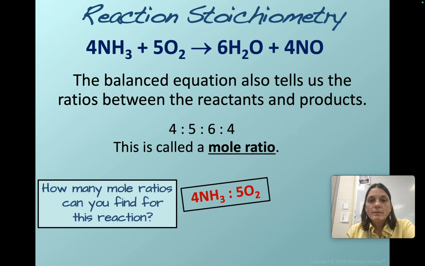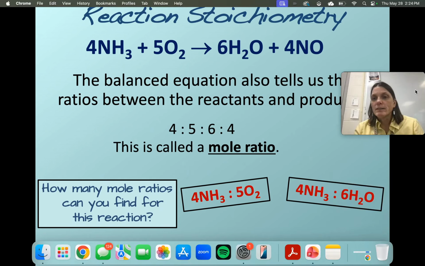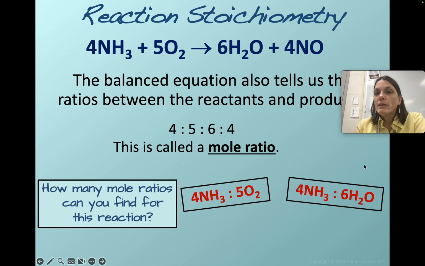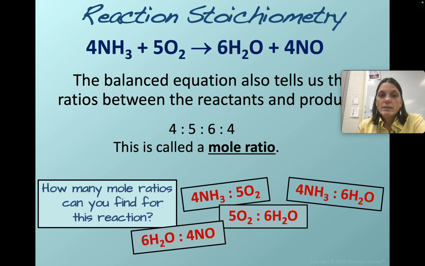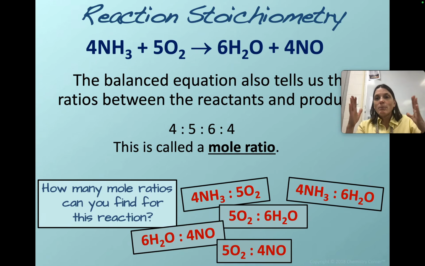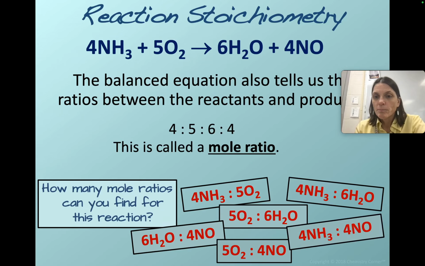Okay, so we have a bunch of options for mole ratios. So for every 4 moles of ammonia, we have 5 moles of oxygen. Or for every 4 moles of ammonia, we have 6 moles of water. Okay, 5 moles of oxygen, 6 moles of water. 6 moles of water, 4 moles of NO. So you can see that we can make a mole ratio between any 2 parts of the balanced equation. Well, there should be one more. Okay, so these are all called mole ratios, and now this gives us a new option for a conversion factor.